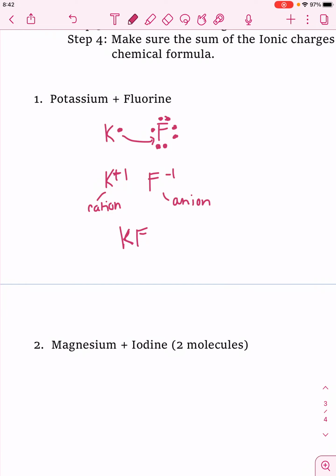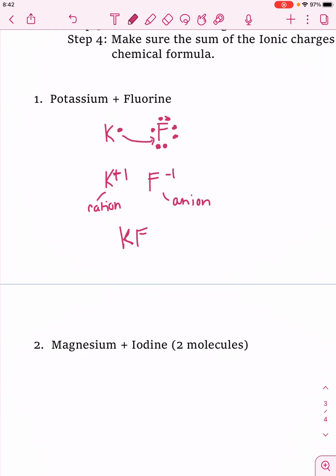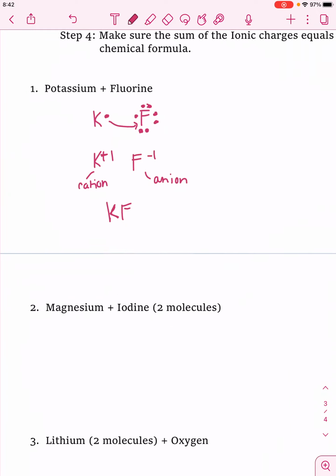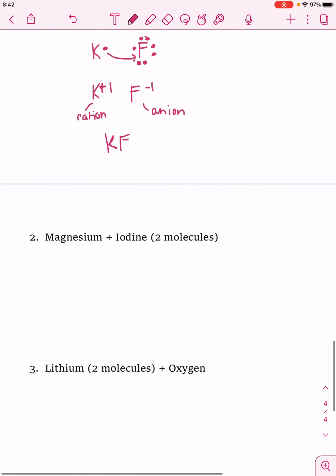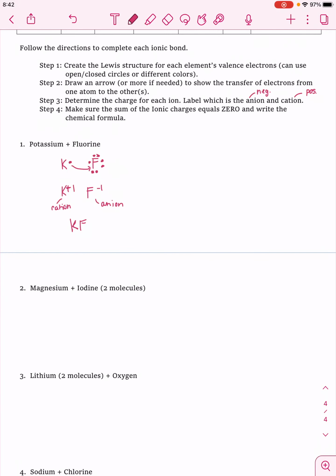All right, now I have written down here how many molecules you will need. Like for magnesium and iodine, you're going to need 2 iodine molecules in order to accomplish the charges that you need. So keep that in mind as you kind of go through this. So hopefully you guys don't have any issues with that, but let me know if you have any questions.